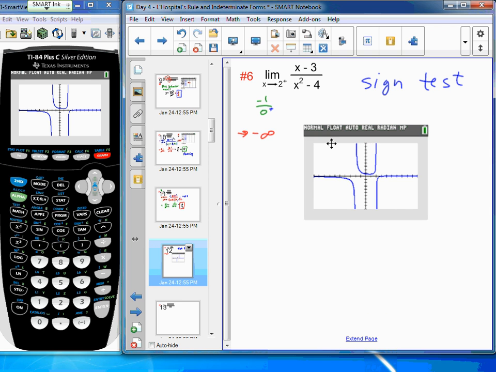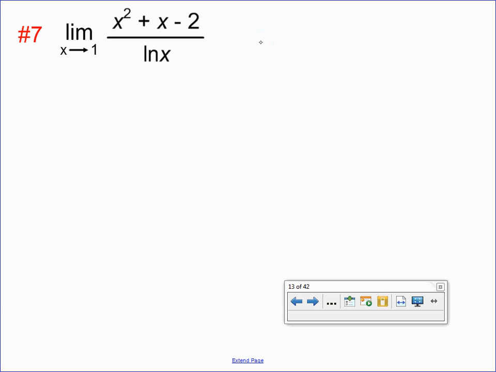All right. So what's up? Finally, this was the moment we've all been waiting for. Direct substitution. As x approaches 1, in number 7, I'm getting 1 plus 1 minus 2 is 0 over natural log of 1. Is that undefined? No, what's natural log of 1? 0, so I'm getting 0 over 0.